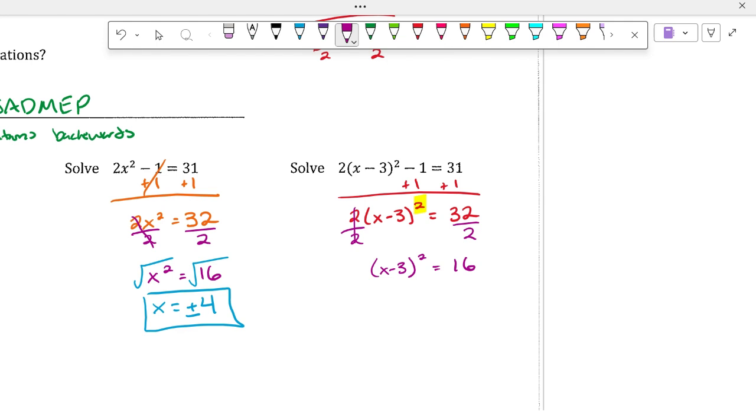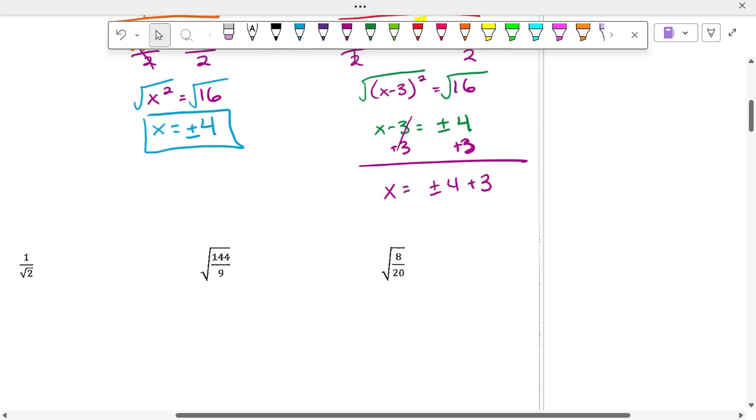Now, what do you think I'll deal with next? Take the square root, because exponents come before parentheses in SADMEP. So we can't take care of the 3 yet until we get rid of the square. So this is x minus 3 is equal to plus or minus 4. And then we finish it up by adding 3. Now let me show you how to figure this one out. So that goes away. x is equal to plus or minus 4 plus 3.